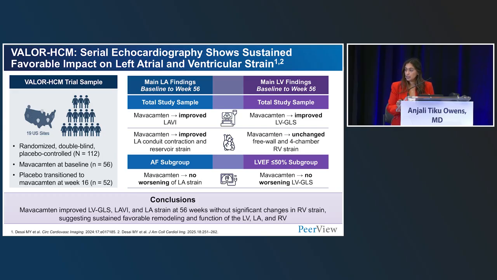And we also wanted to look at the subgroup of patients who dropped their ejection fraction to less than 50%. Although this is a small number, it's important to look at them and see what were their outcomes. And what we saw was no worsening of strain in that group.